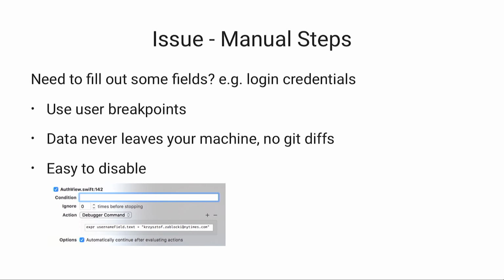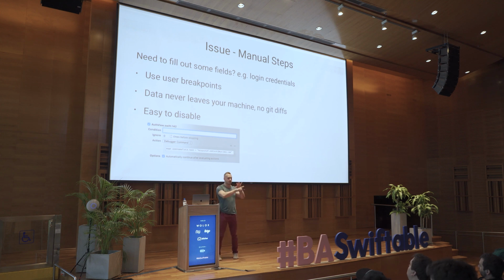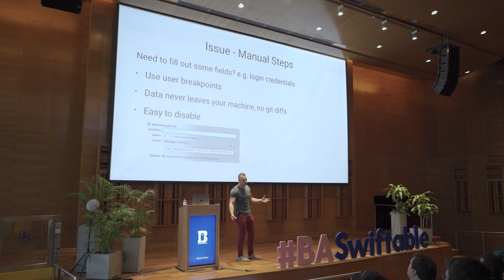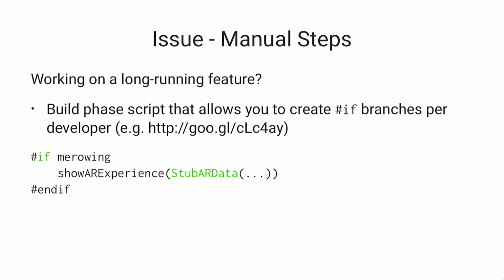User breakpoints don't leave your machine. You can use expressions in user breakpoints, so you can fill in the fields for your text field for the login and for the password, and it's really easy to disable. So you can work across different branches, and you can keep them alive, and you can just mark them and avoid writing your own credentials each time. It makes no sense.